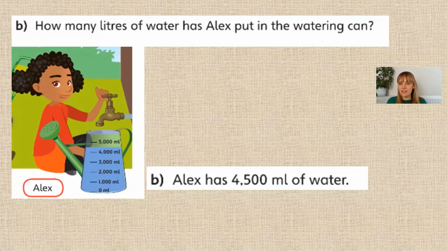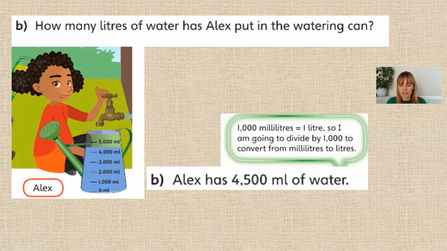Now millilitres, remember milli means 1,000, like a kilo did. So if we've got 1 litre, we've got 1,000 millilitres. So this time we're going from 4,500 millilitres of water, and we want to find out how much that is in litres. So I'm going to divide by 1,000 this time in order to convert my millilitres into litres. So here we go.